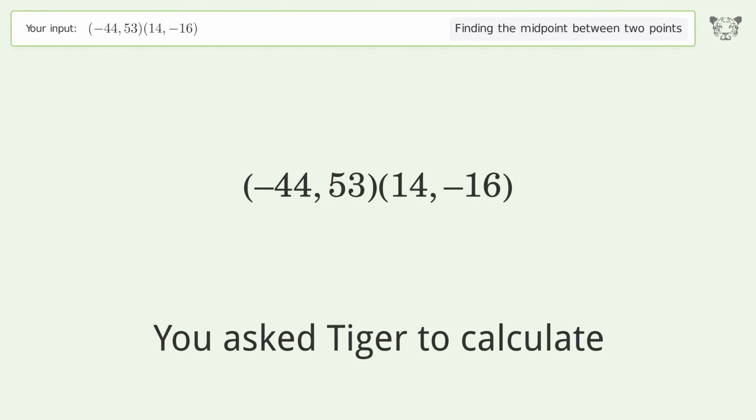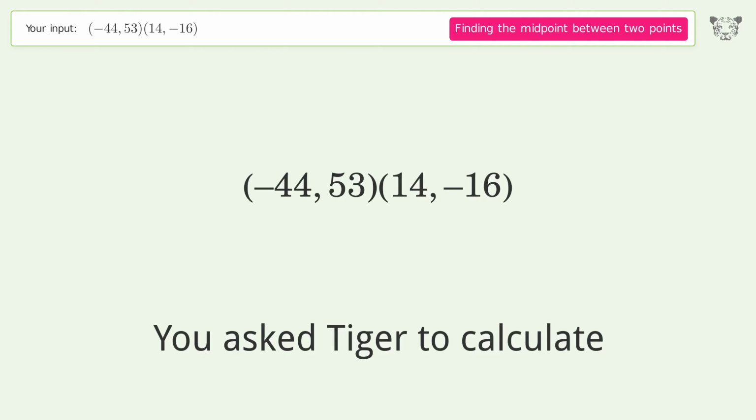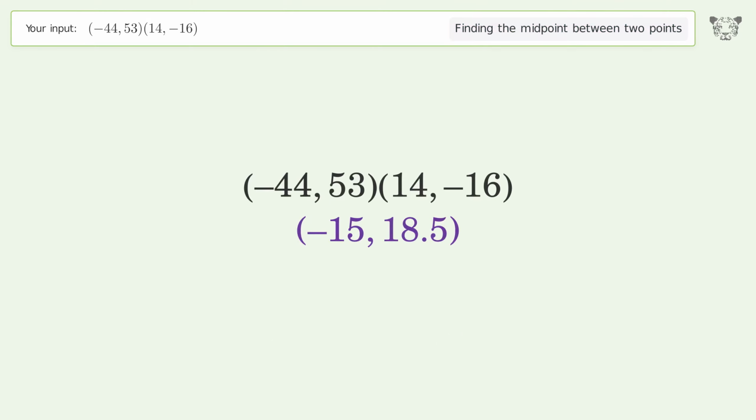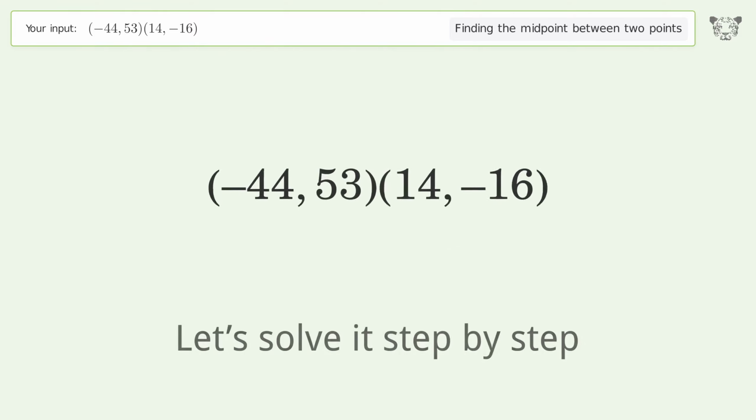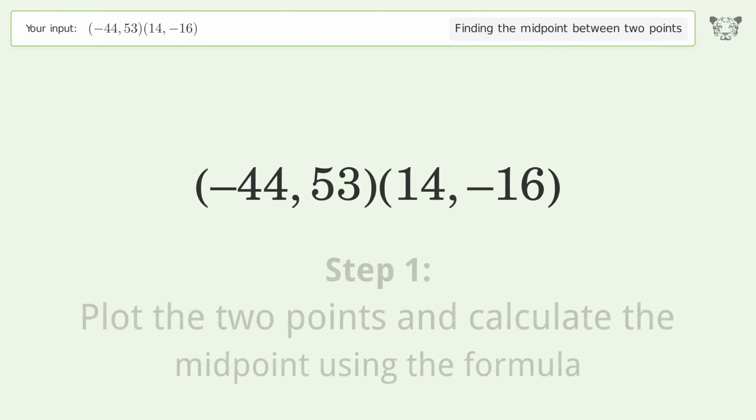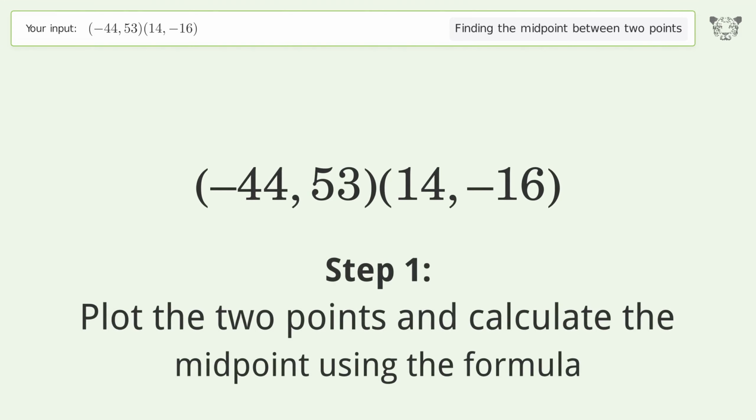You ask Tiger to calculate. This deals with finding the midpoint between 2 points. The midpoint between the 2 points is -15, 18.5. Let's solve it step by step. Plot the 2 points and calculate the midpoint using the formula.